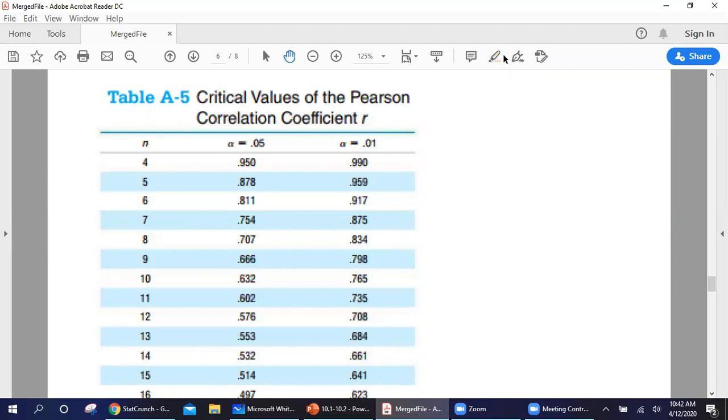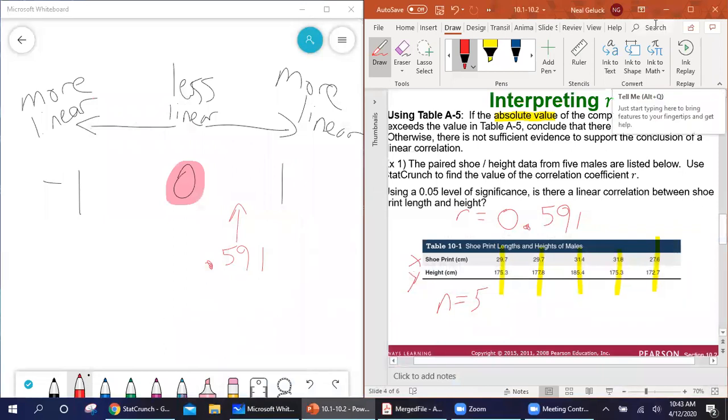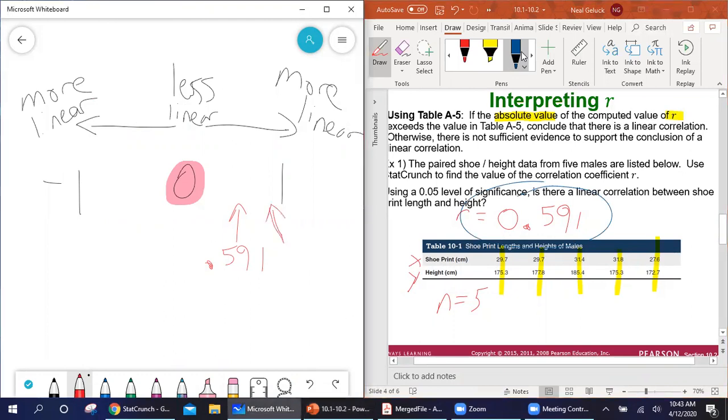So N is 5, my significance level is 0.05. So 0.878 was the minimum value R had to have, 0.878. Well, clearly 0.591 is not good enough. So it was basically saying my cutoff was 0.878. Anything less than that wasn't good enough.